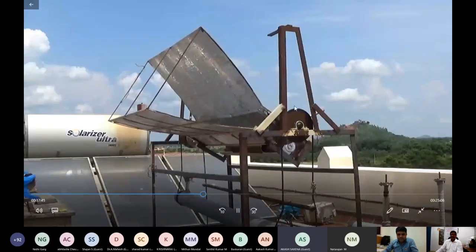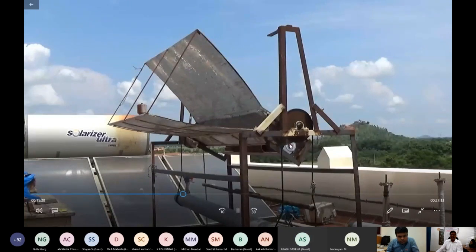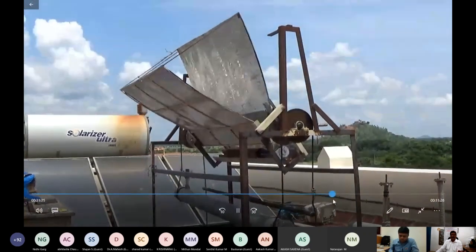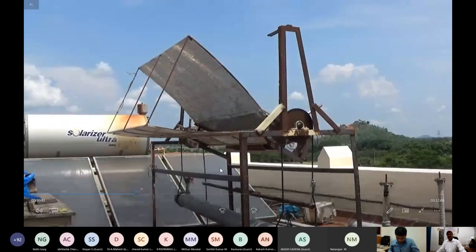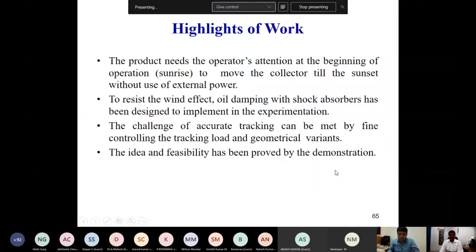In the mechanism, you can see the wheel, sprocket wheel, and those things. This is the magnetic measurement, how to measure the angle, magnetic protractor, the dead weight. This backside is the dead weight, variable weight. This is the collector, compound parabolic collector. The bottom one is a small parabolic collector, and left and right two parabolic collectors. So with this tracking drive, we are able to drive the collector without using any electricity. That is what I wanted to show.